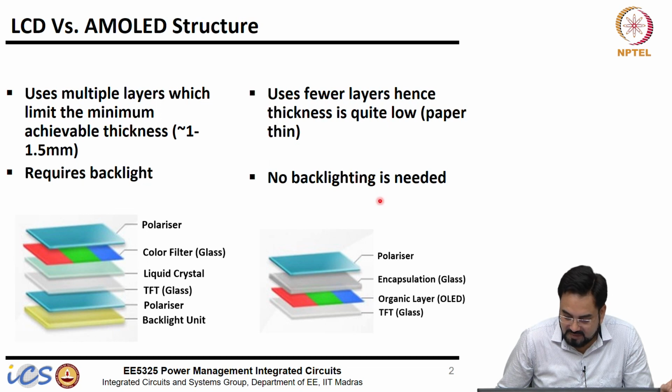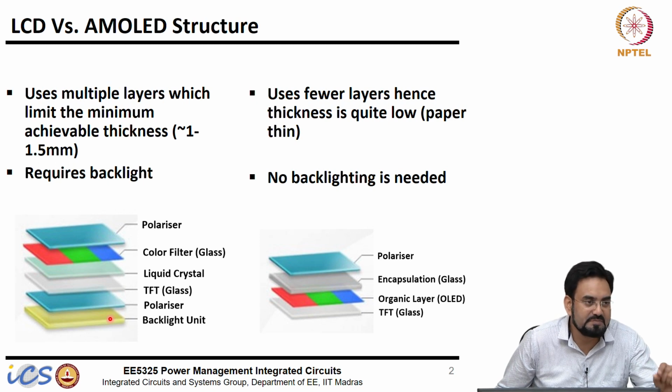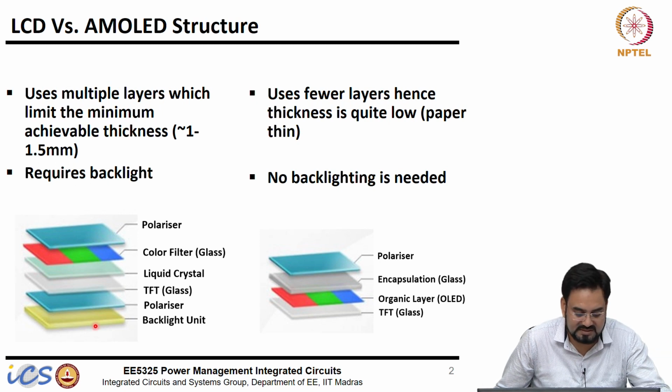On the right hand side, it's your OLED, organic LED. Here the number of layers is much less, mainly because it does not require any backlight. This is LED, so it has its own light. So your whole backlight unit is gone, and the backlight unit thickness is significant. If you look at the total thickness of your LCD panel, the backlight unit has a huge contribution to that thickness. Once you take that out, the thickness automatically reduces.